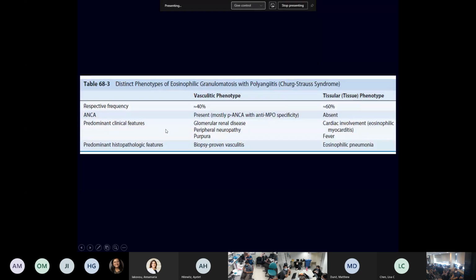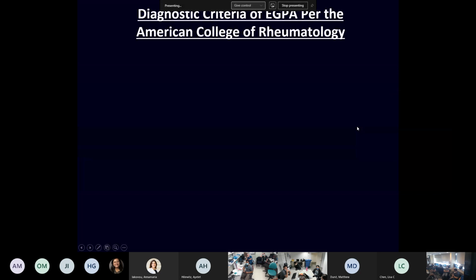And this kind of is identifying the different phenotypes. There's the vasculitic phenotype, and there's the tissue phenotype, and the vasculitic phenotype will have the positive P ANCA, with the renal, neurologic, and skin involvement, as opposed to the tissue phenotype, which will have the B symptoms and the cardiac involvement and the pneumonia.